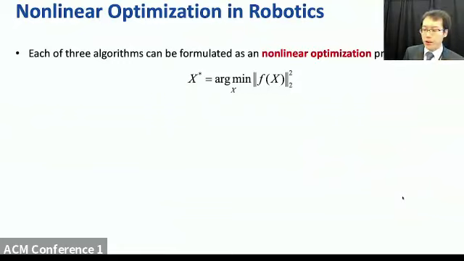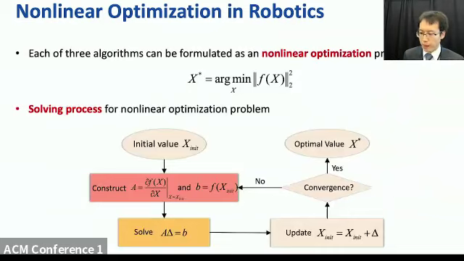Each of these three algorithms can be formulated as a nonlinear optimization problem, which is solved by finding the optimal solutions X by minimizing the objective function f(x). This is the solving procedure of these nonlinear optimizations. We start from an initial value, then construct and solve a linear equation system. Then we update the initial value with the solution and determine whether it has converged. If it has converged, we obtain the optimal solutions. If not, we rerun this loop.